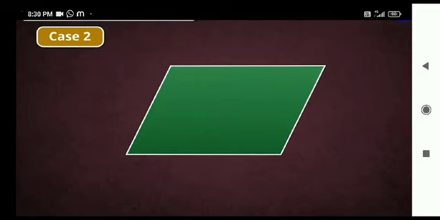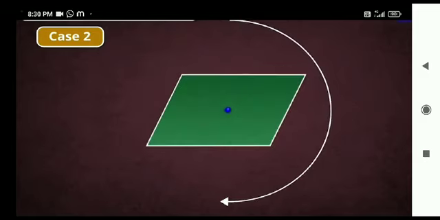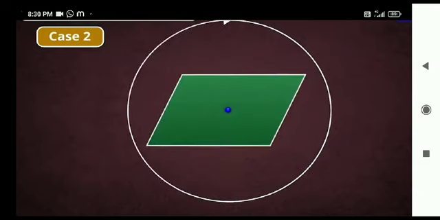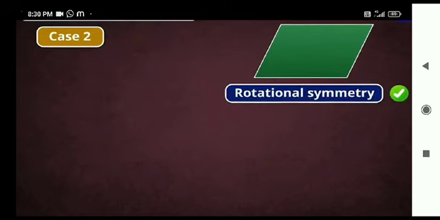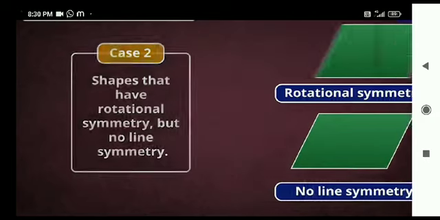Now, let's rotate this shape. Observe that after a half turn, this shape exactly looks the same as its original shape. So this shape has rotational symmetry. So, this is an example of a shape that has only rotational symmetry.